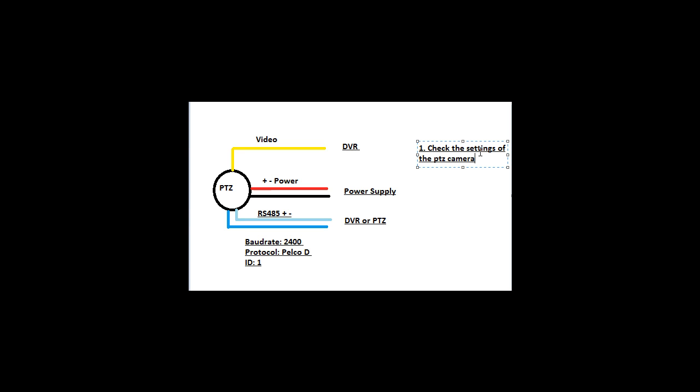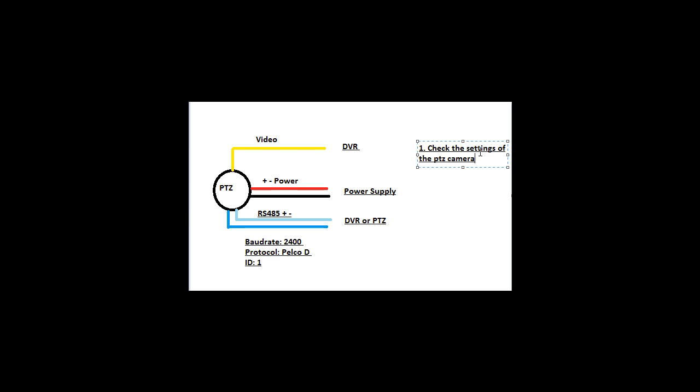Once you check the settings for the PTZ camera, the next thing we want to do is look at what's controlling it. Are we using our DVR or are we using our PTZ controller? Go to your PTZ controller or your DVR, whatever you're using, and check the settings on it. You want to check if the baud rate matches the one on the camera. So if I have baud rate 2400 and protocol Pelco D on my PTZ camera dip switches, I want to make sure my DVR or my PTZ controller is set to baud rate 2400 and set to Pelco D protocol.